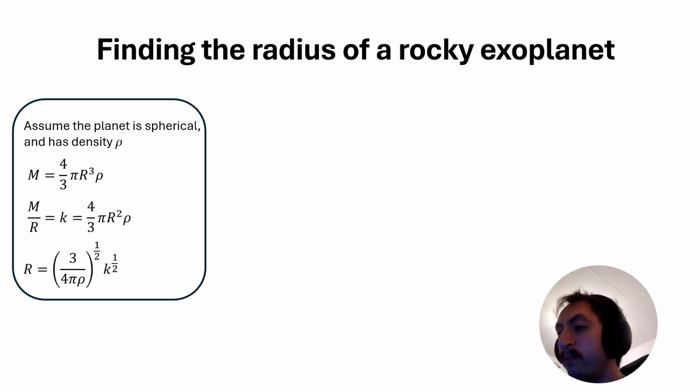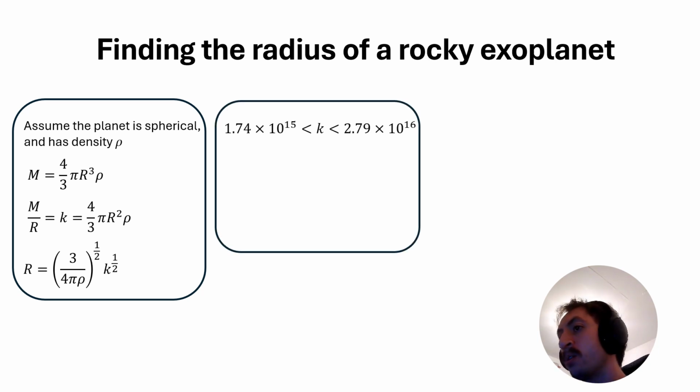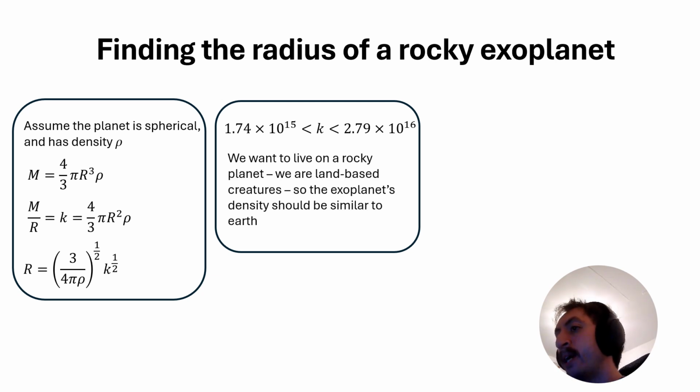And the beautiful thing with this expression is now we've got an upper and lower bound for k, we can find an upper and lower bound for r if we fix what rho, the density of our planet, should be. Well, let's record our upper and lower bounds for k first. So these were our upper and lower bounds. And if we're considering what rho is, we remember that we want our exoplanet to be a rocky planet if it's going to support human life.